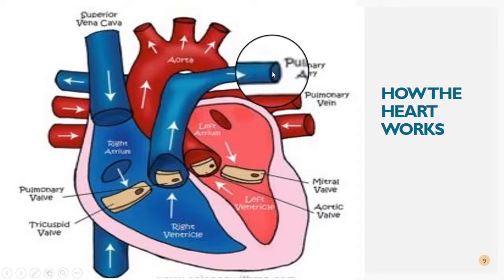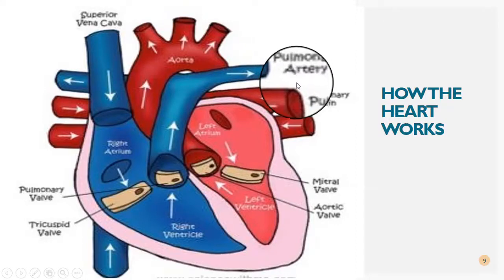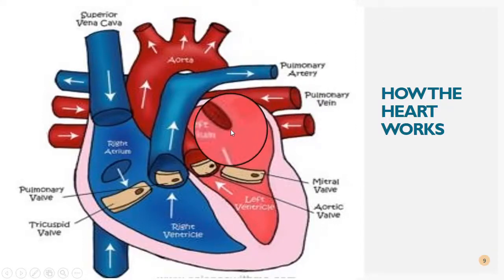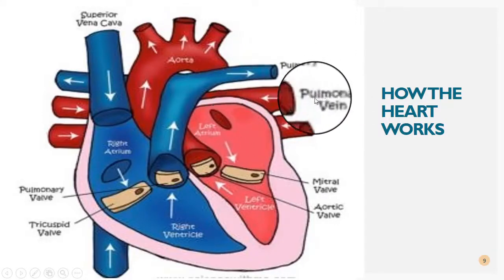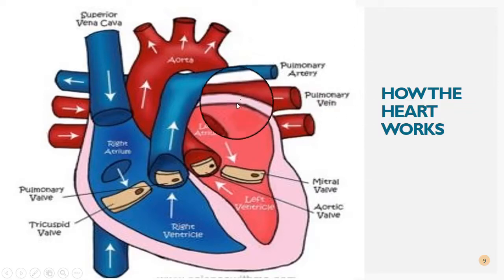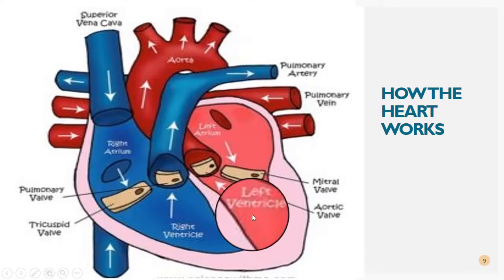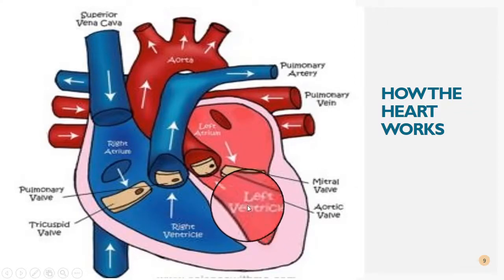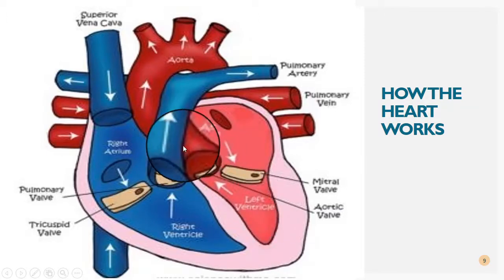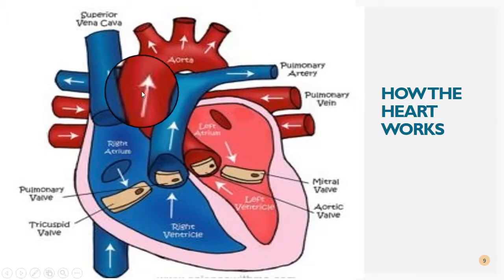Now let's talk about the other side of the heart, that is the left side. Newly oxygenated blood returns to the left atrium via the pulmonary veins. The left atrium contracts, pushing blood into the left ventricle, and once the left ventricle is full, it contracts and pushes the blood out. So this is how the heart works.